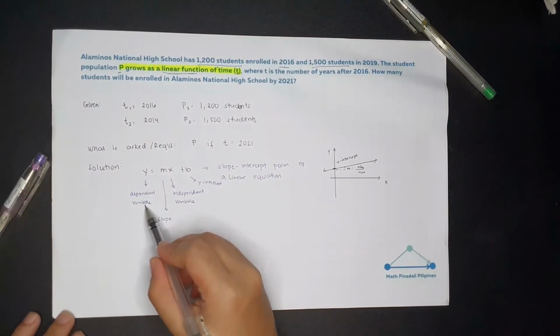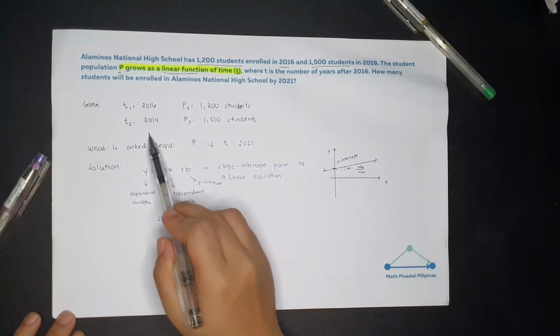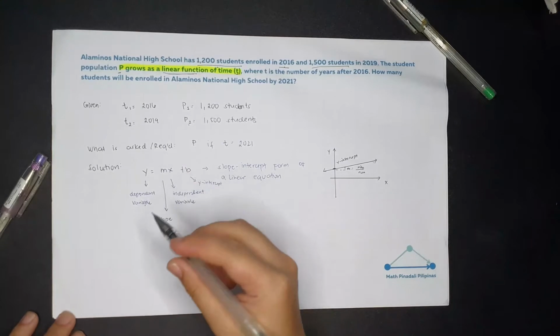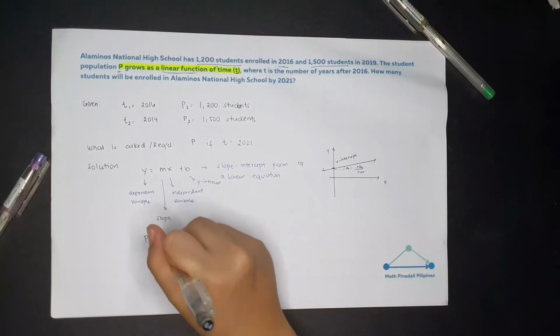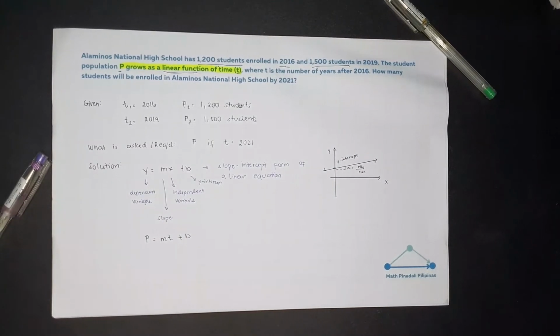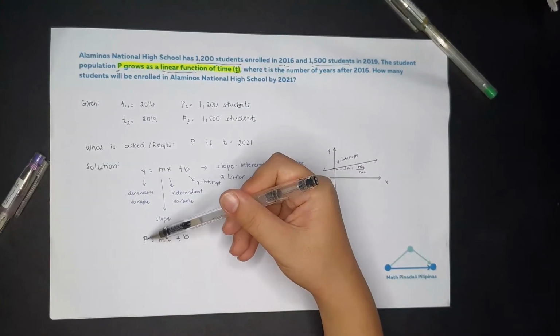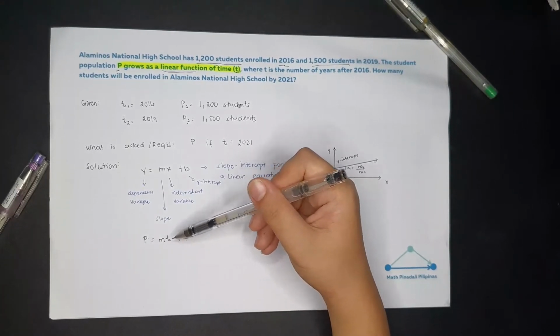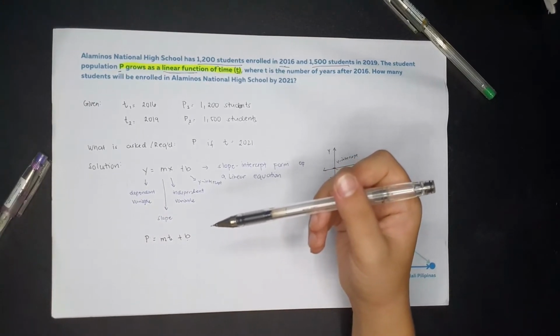So, between the time T and the population, what is the dependent variable? P is the dependent variable because it depends on the time. So, time is our independent variable. Let's replace y with P, retain m, x will be the time, and then b. Now, we have two sets of given, two sets of P and T. We have two unknowns, M and B. Since we have two sets of given and two unknowns, we can solve for the values of M and B.